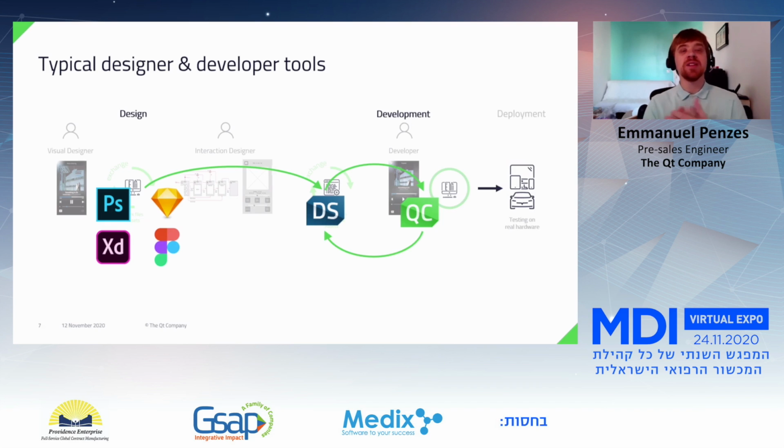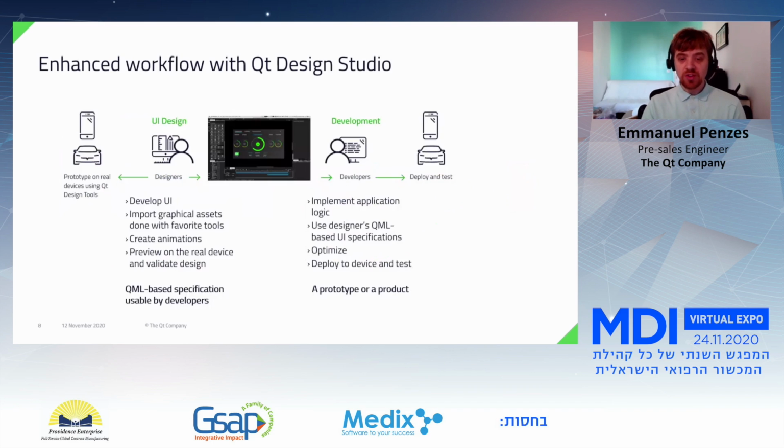Designer provide directly some code to the developer that it can reuse. The big advantage of this process is the designer is no longer designing the UI and providing some specification, but really developing the UI and is responsible for the UI from the beginning to the end. On the other end, the developer can really focus on implementing the application logic, optimizations, and things like this.